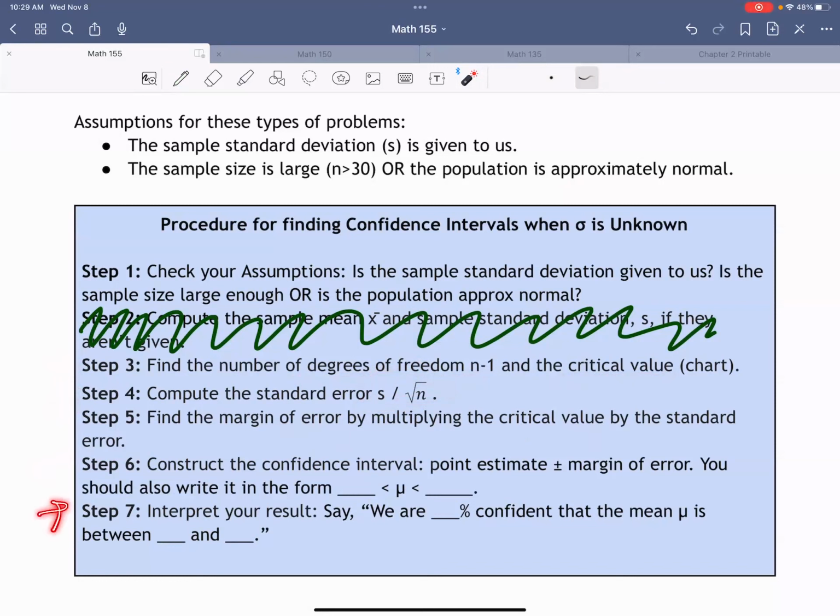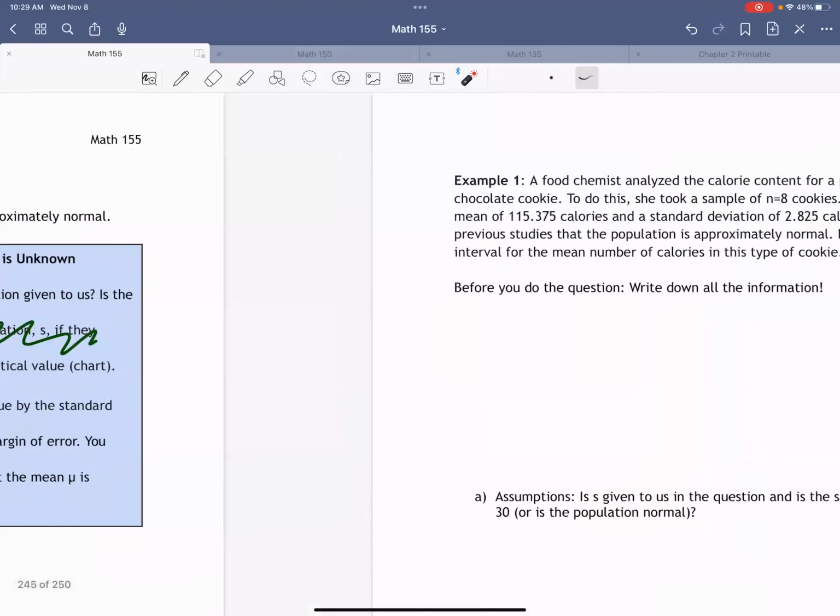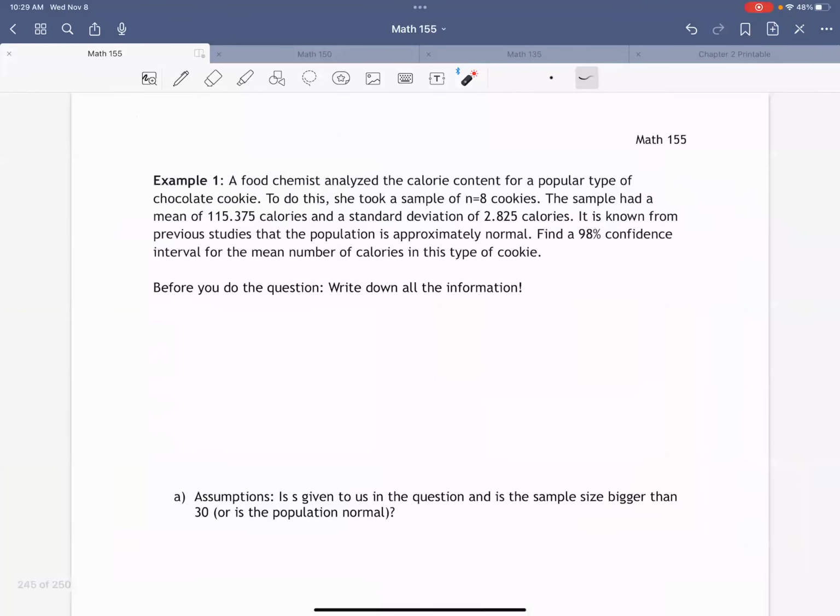Step seven is the same thing we did in the last section. So basically, once we get that margin of error, or the standard error at least, everything else is the same. Okay, let's put this all together using an example.